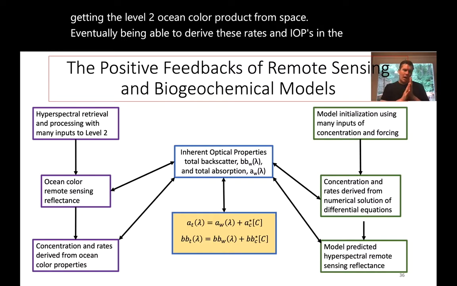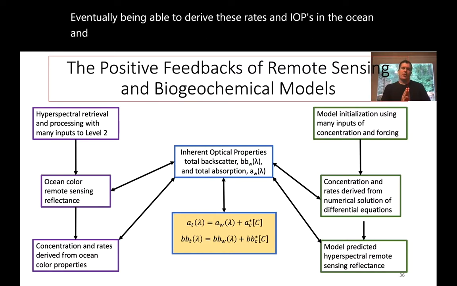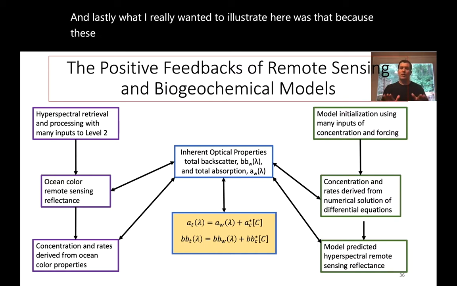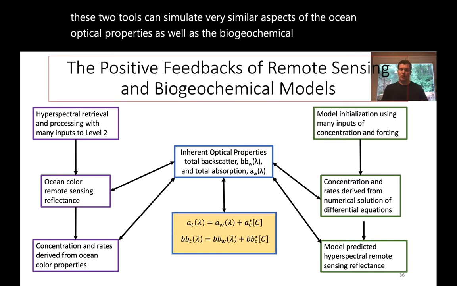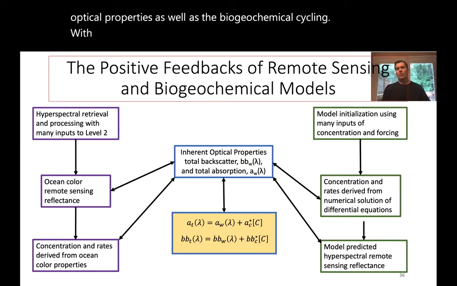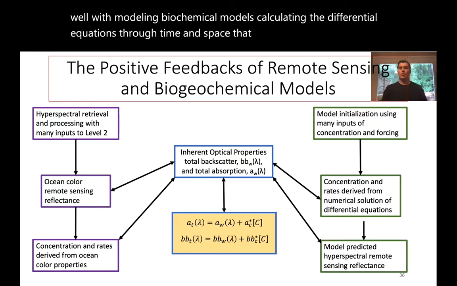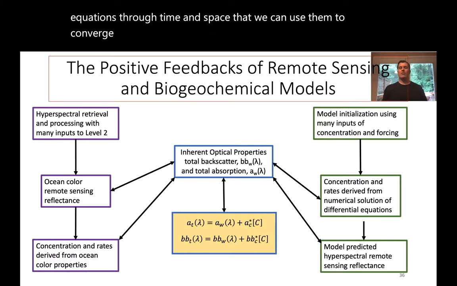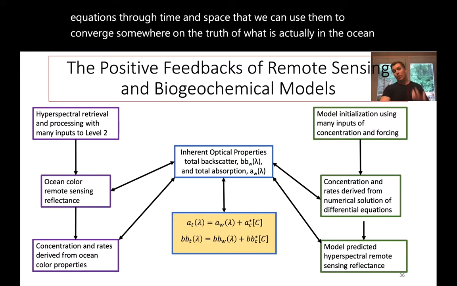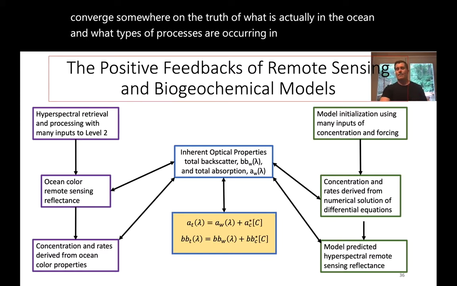And lastly, what I really wanted to illustrate here was that because these two tools can simulate very similar aspects of the ocean optical properties as well as the biogeochemical cycling, with remote sensing reflectance using algorithms, for instance, as well as with modeling biogeochemical models, calculating the differential equations through time and space, we can use them to converge somewhere on the truth of what is actually in the ocean and what types of processes are occurring in the ocean at any given time.